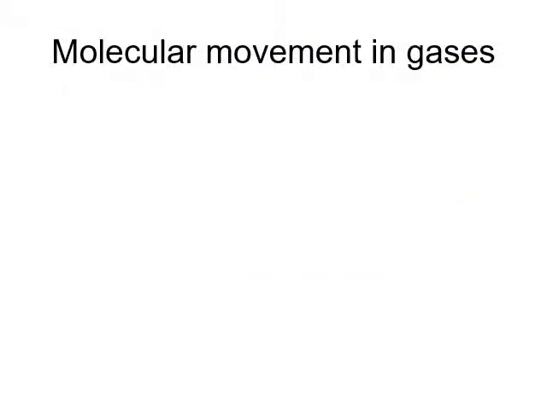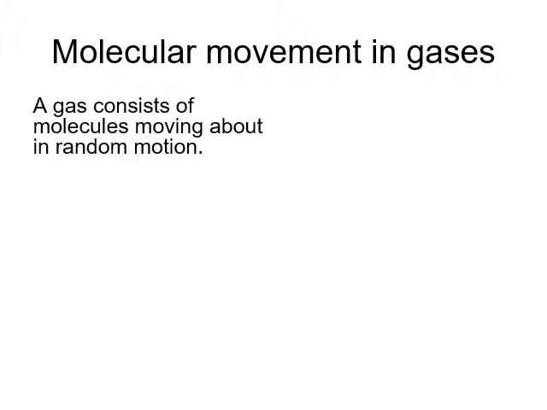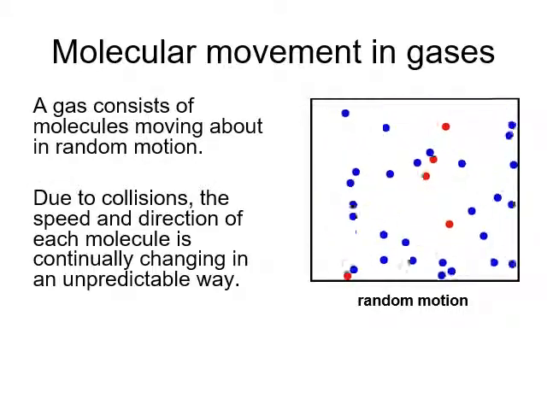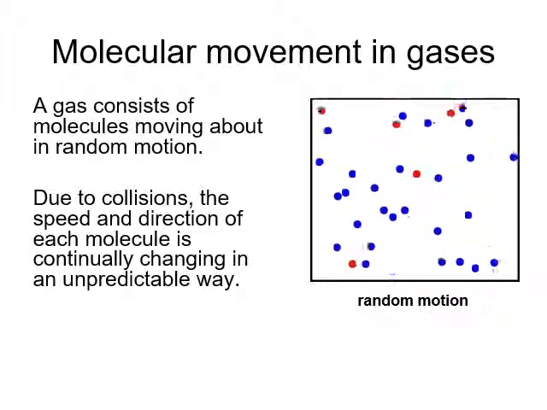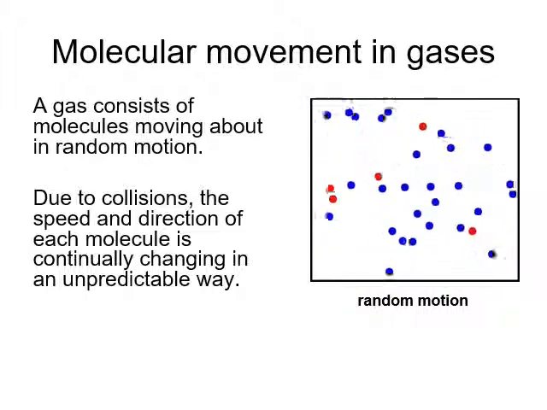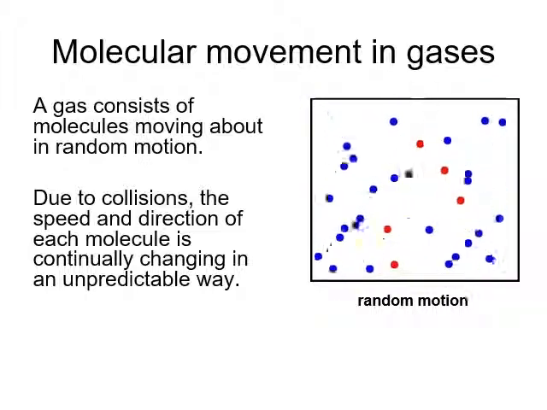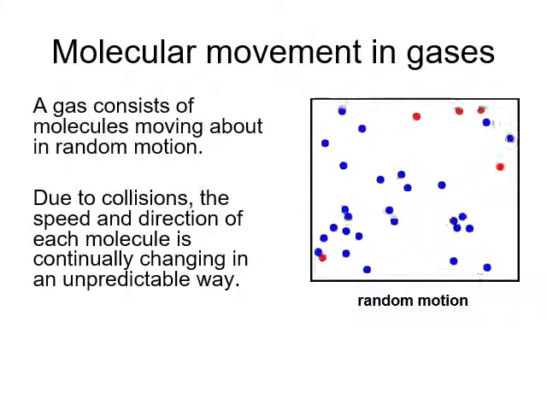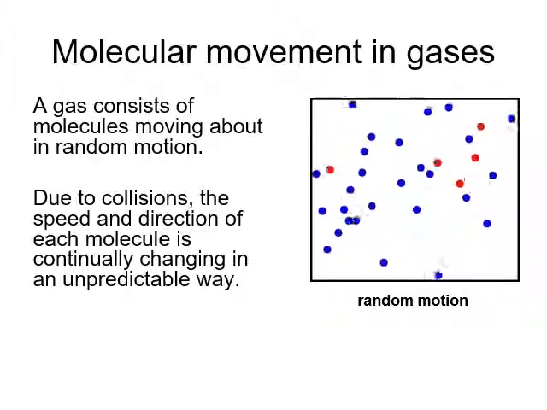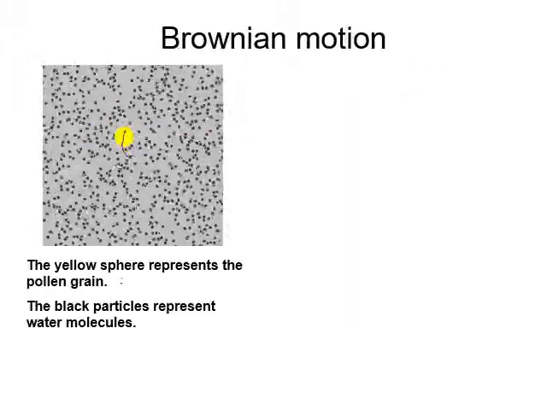So in terms of gases now, and we've touched on this in the previous unit in this topic, basically a gas consists of molecules moving around randomly, and there's an animation of it there. These blue and red gas particles are moving randomly in the container. Due to collisions, the speed and direction of each molecule is continually changing in an unpredictable way, as you can see from the animation. So this leads us on to something called Brownian motion.